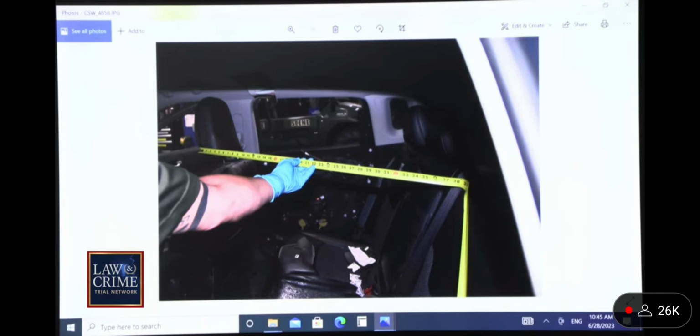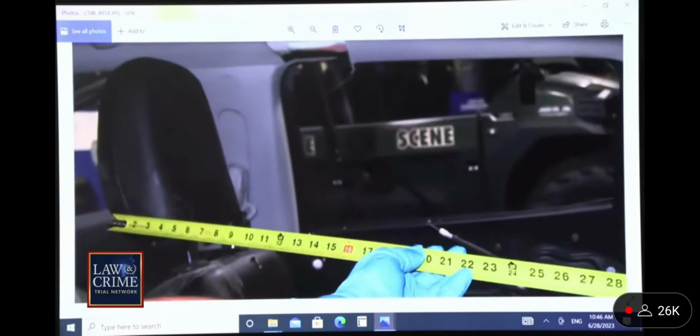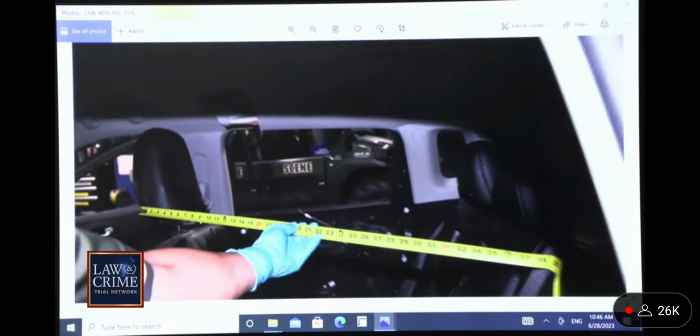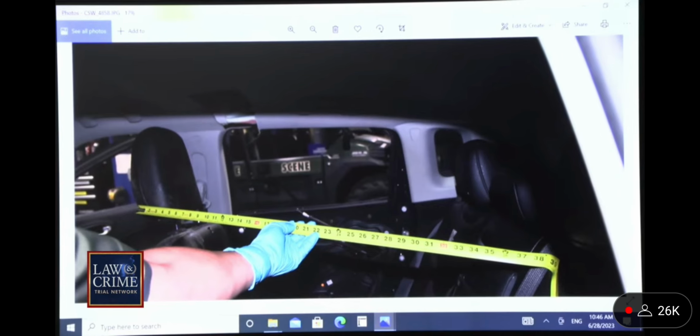Okay, in terms of this measurement here, what are you showing the distance from? Showing the distance from the driver's side rear passenger seat back to the passenger front seat front of the... Is that the headrest? Headrest, yeah. Okay.